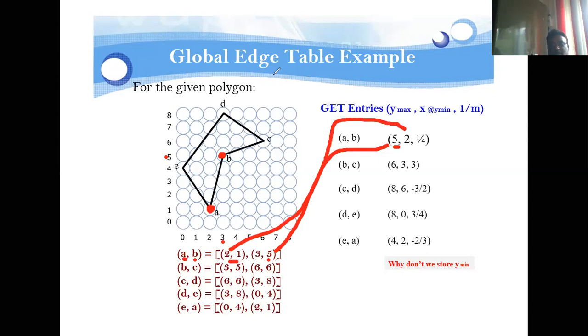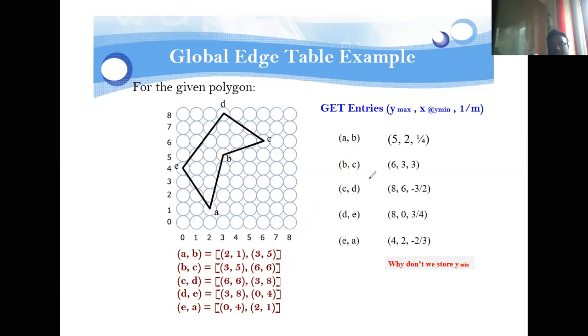Got it? And then you have to calculate slope. So what is the slope? 1/4. So why I have calculated the slope? x2 minus x1 divided by y2 minus y1. So how you can calculate the slope? So what is your x2 minus x1? 2 minus 1. And what is your y2 minus y1? 5 minus 1, 4. So 1 by 4 is my slope. So AB, so get entry, means that's my global edge table entries. I can calculate y max, y minimum as per this AB, and then 1 by m.